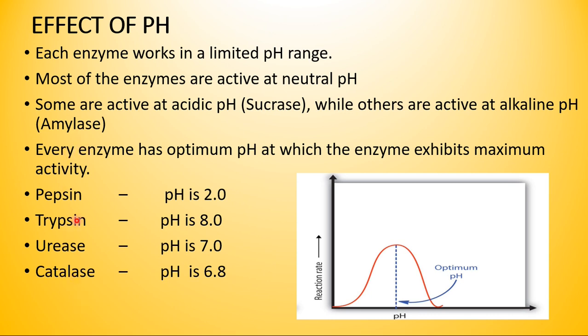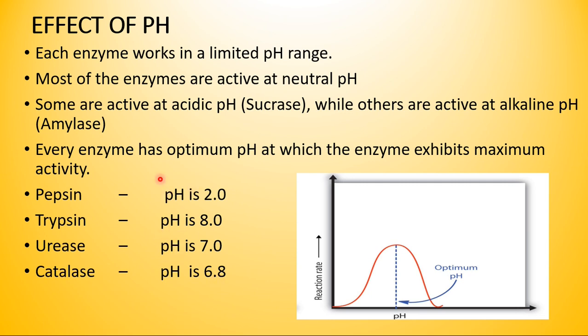And here is a list of some enzymes showing their optimum pH. For example, pepsin is going to be more active at pH 2 because its optimum pH is 2, and trypsin where its optimum pH is going to be 8. So what is meant by optimum? Where it is going to show the maximum activity, that is going to be referred to as optimum temperature or optimum pH. And urease, the pH is 7 and catalase is 6.8.